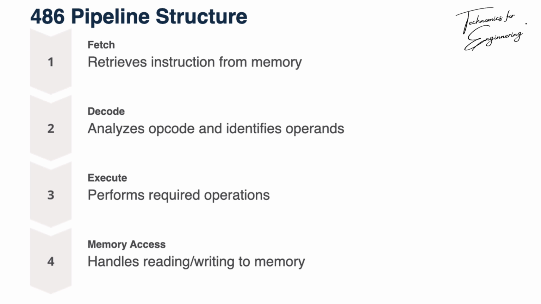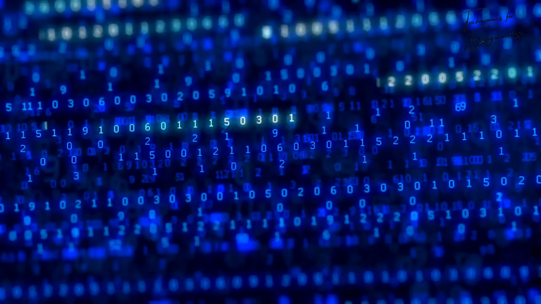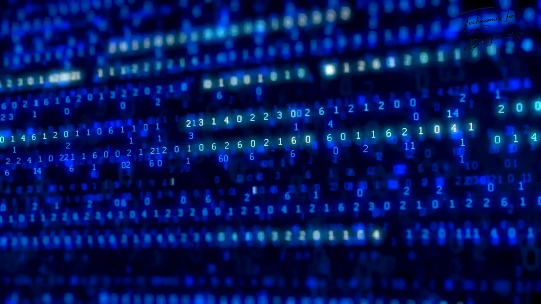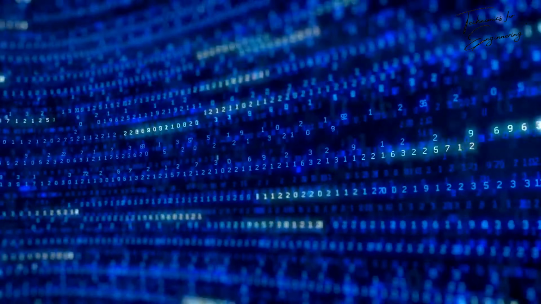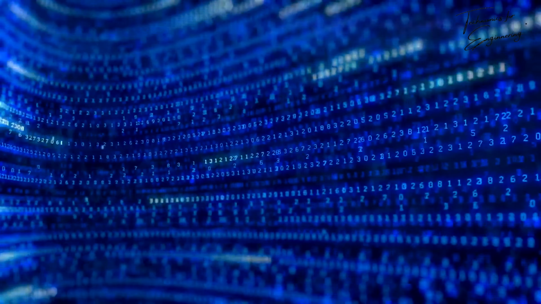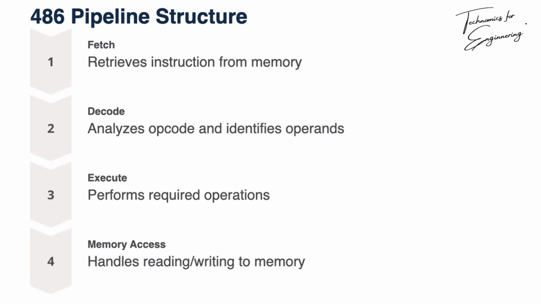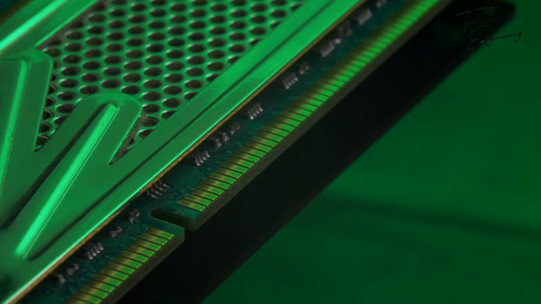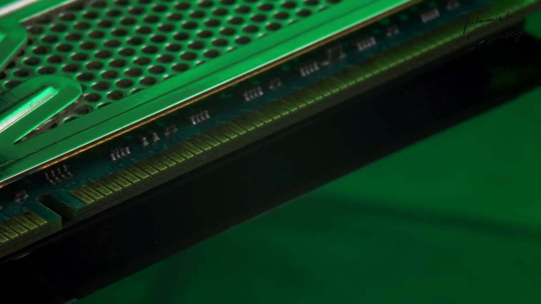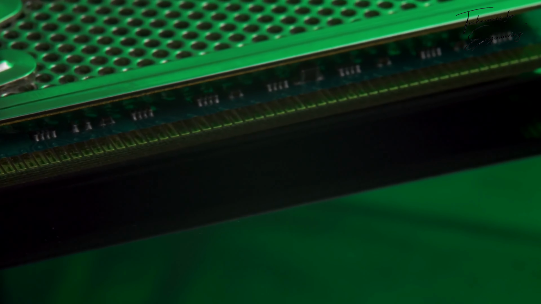Third, execution. The decoded instruction is executed in this stage. The arithmetic logic unit, ALU, or floating point unit, FPU, performs the required arithmetic, logical, shift, or branch operations. Fourth, memory access. If the instruction involves memory access, this stage handles reading from or writing to memory. This is crucial for load, store instructions, where data is accessed from memory and stored in registers after processing.